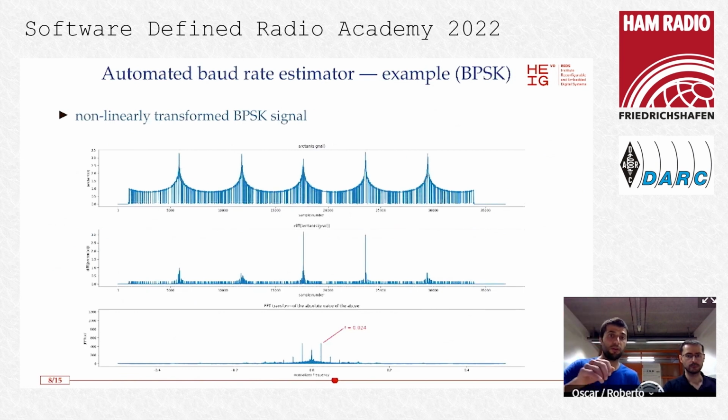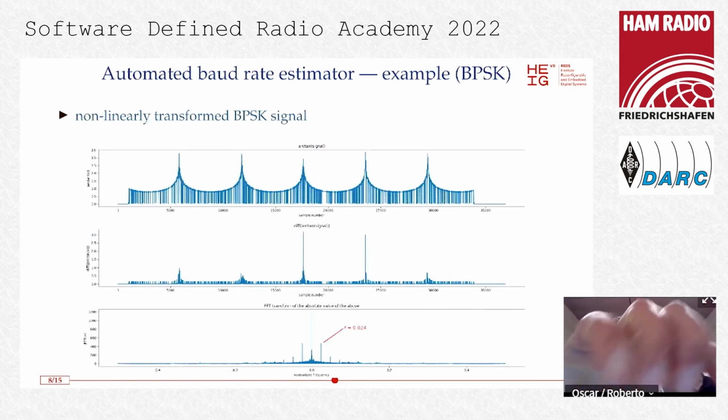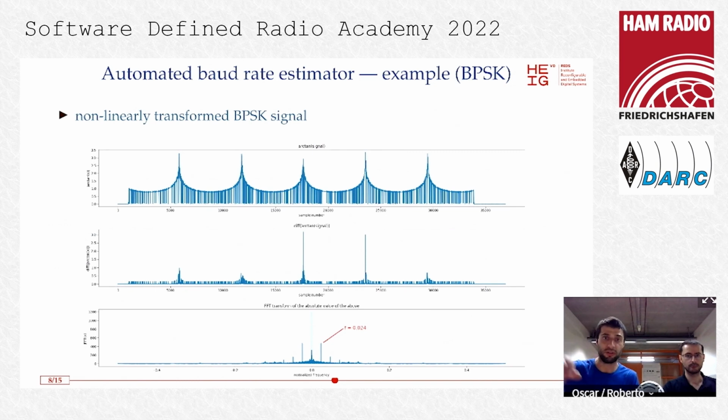So here we have the non-linearly transformed signal at the top from the arctangent. Then we differentiate it, and we take the FFT. The magnitude plot of the FFT, if we look at it, we see there are several peaks. And if we exclude the central peak, the trivial one, we see that the first peak is exactly at 0.024, which was the normalized frequency at the beginning, the one that we had in our signal.